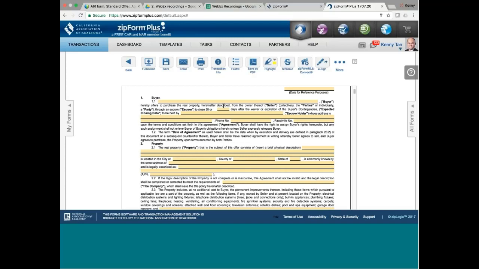Let's say the buyer never removed the loan contingency, right? Now let's say you're the listing agent, and you just let things slide. You never insist that the buyer remove the loan contingency. And because we have a 30-day escrow, what day are we supposed to close escrow? August 23rd. We're supposed to close escrow August 23rd.